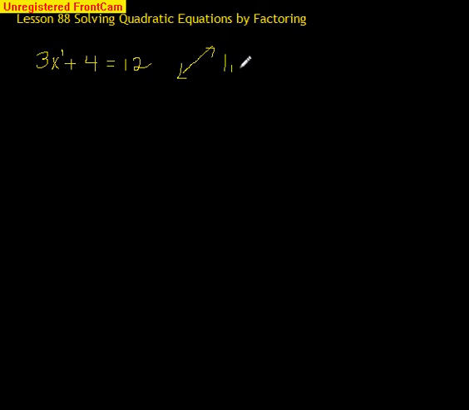This is a linear equation. And the highest exponent is 1, and you're going to get one solution. So if we solve this, we would subtract 4 from both sides and divide by 3, and we would solve it. We're going to move into these things called quadratic equations.